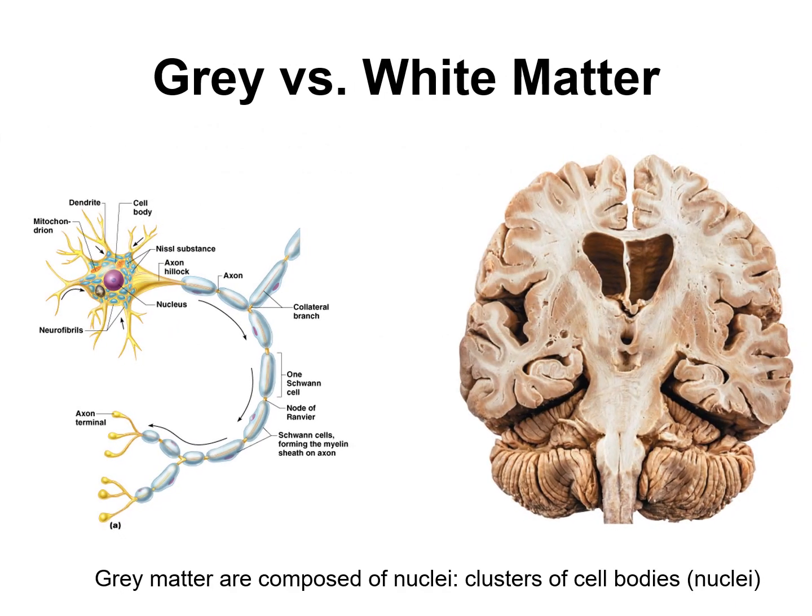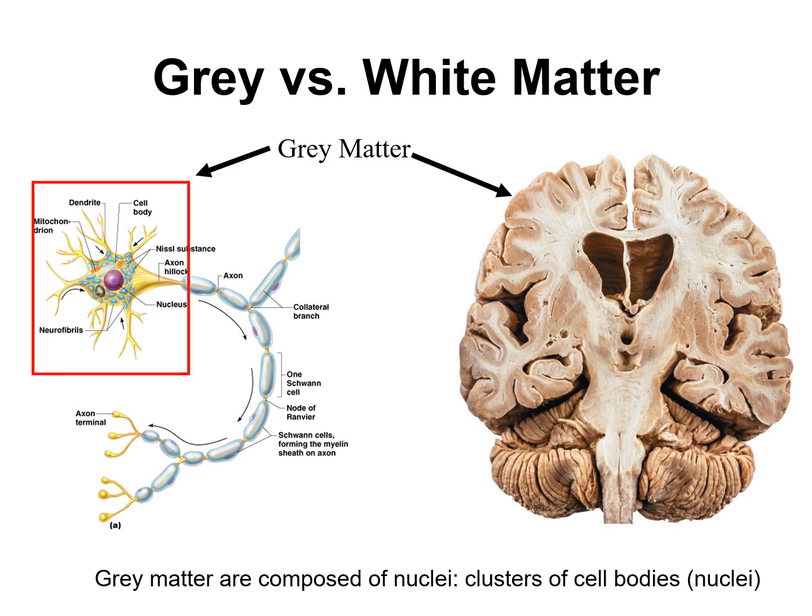Now that we've discussed the white matter, let's turn our attention to the gray matter. White matter is composed of fiber tracts. Gray matter is composed of nuclei. A nucleus is simply a cluster of cell bodies. Most of our nuclei are found in the cerebral cortex.